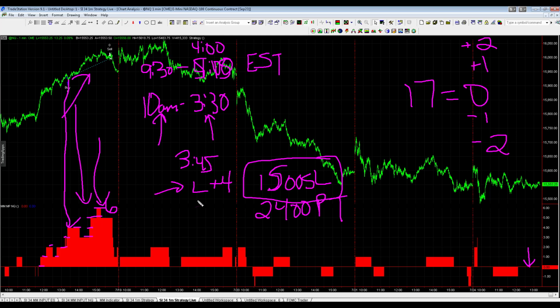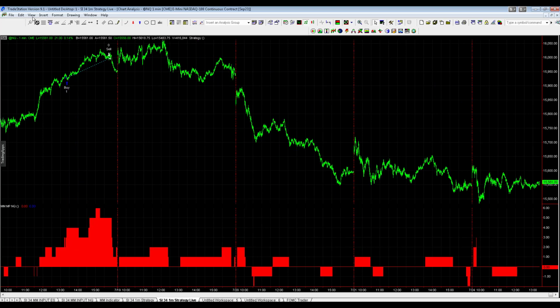And the short trades are -4. So you go long on +4, and you go short on -4. And the exit rules are the same. Exits at 3:45. It's still in position. And let's look at the results for this.